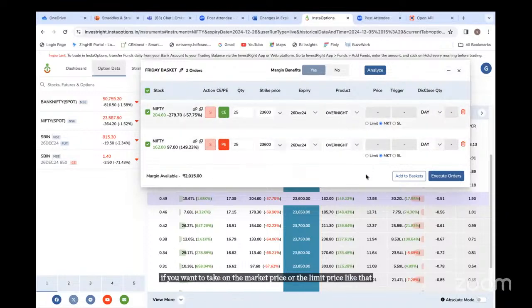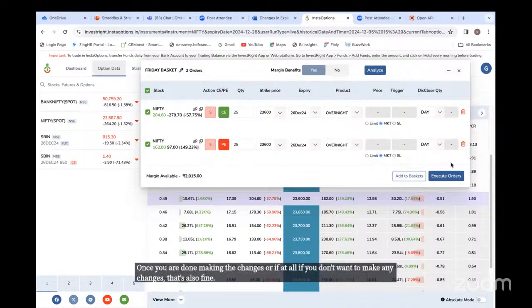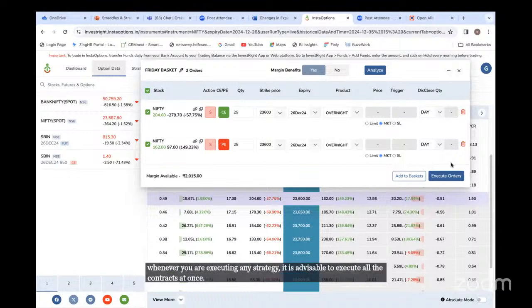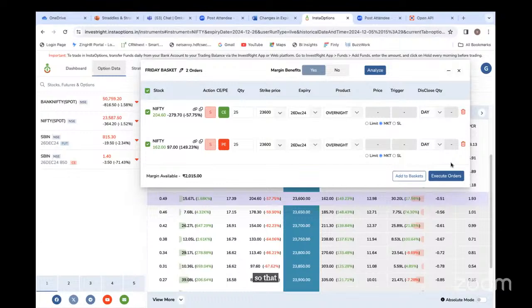Once you are done making the changes, or if you don't want to make any changes, that's also fine. How can you execute? Whenever you are executing any strategy, it is advisable to execute all the contracts at once, so that there is no price slippage. So we have to click on Execute Orders. Once we click on Execute Orders, both the contracts will go at once and be executed.